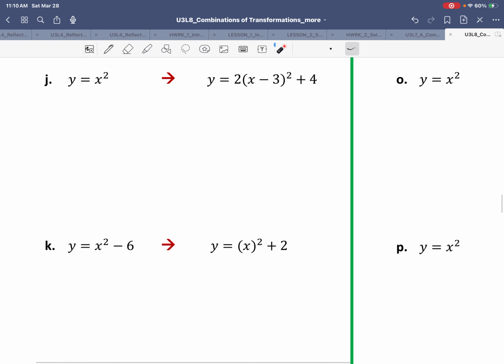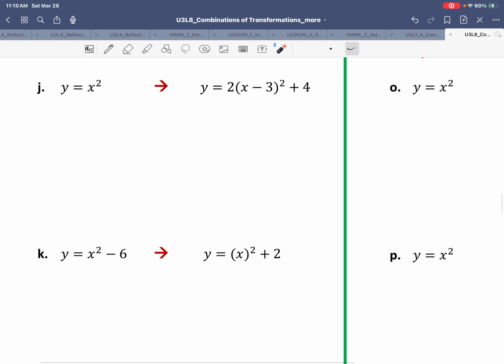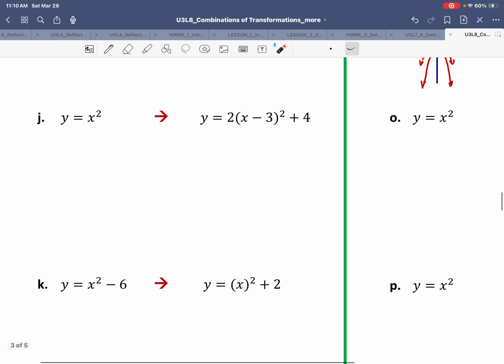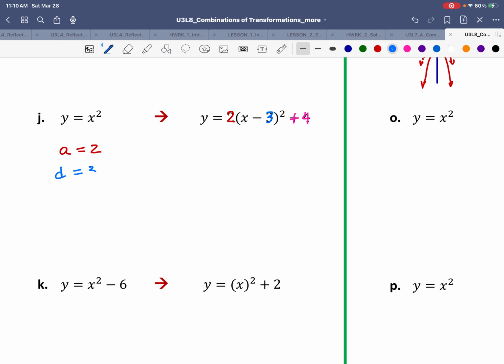Now this is a straightforward question, and what we have in this case is y equals x squared, so that's a parent, going to become the transformed function 2 times (x - 3) squared, and then +4. So what that means is that we have a equals 2, we have d equal to +3, and we have c equal to 4. So that means vertical expansion 2 times taller. We have horizontal translation of 3 to the right. And we have a vertical translation of 4 up.